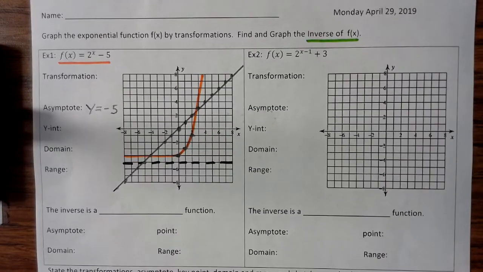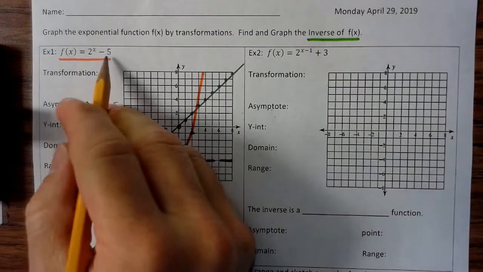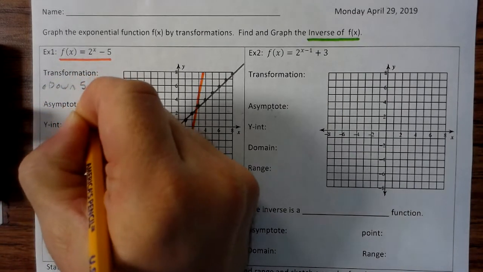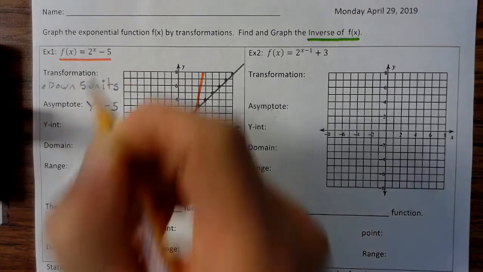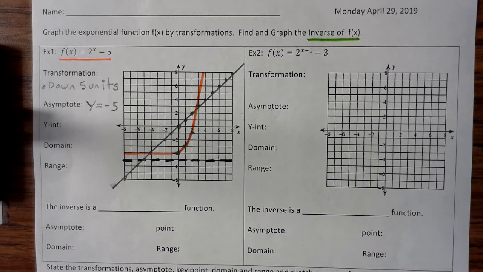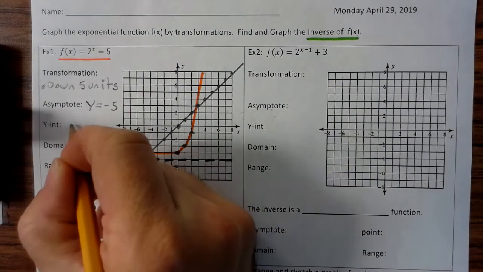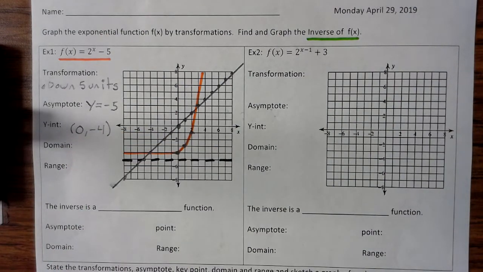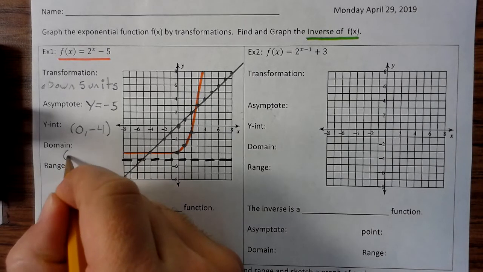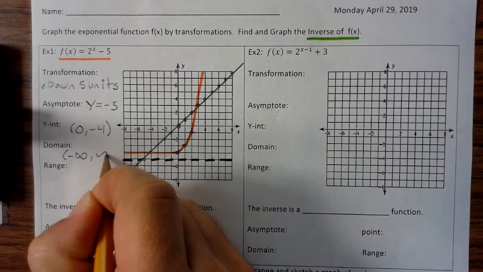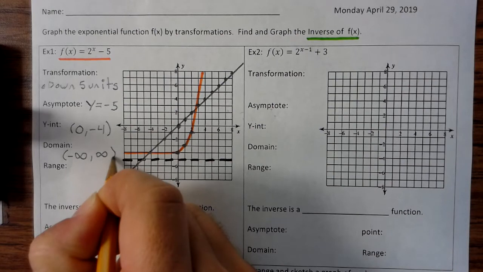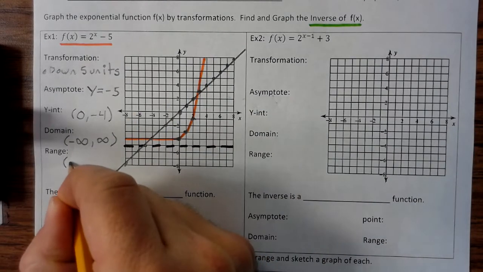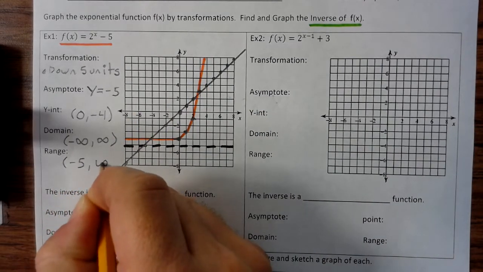All right, so let's start filling in some of the information. Okay, transformations, there's only one, which is down 5 units. Okay, the y-intercept was 0, negative 4. Domain is negative infinity to positive infinity. And range would be from this asymptote going up, so that's negative 5 to infinity.